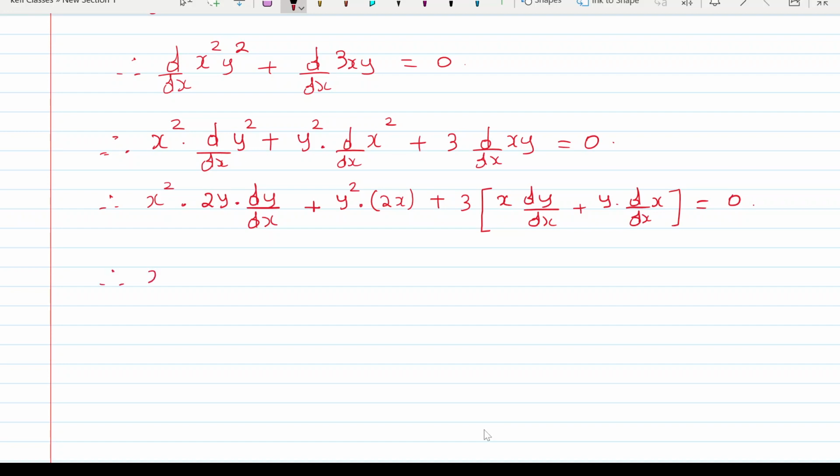So therefore x square into 2y, okay, so I will still keep it as it is, though we can write it as 2x square y, लिख रहा हूँ मैं इसे, into dy by dx plus 2xy square plus 3 into x into dy by dx plus y into 1, which is equal to 0.